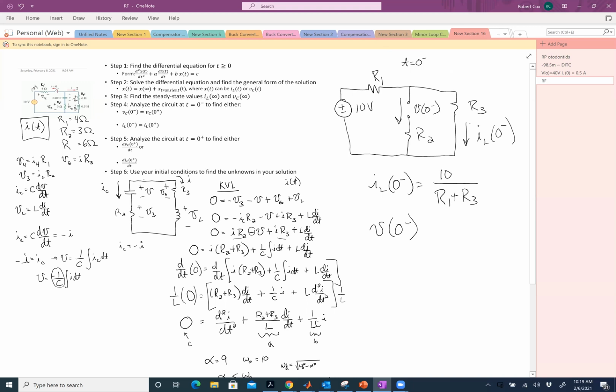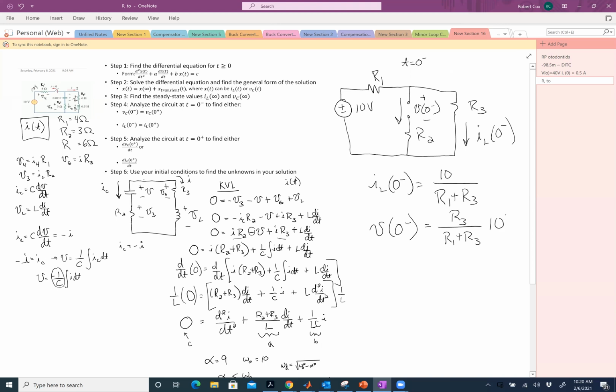Now, it may be hard for you to see that the voltage V of 0 minus, that voltage which is defined across this open, is the same as the voltage across R3. But if you do a KVL around this loop on the right side, you'll see that if there's no current flowing in R2, there's going to be no voltage drop across it. So V0 minus is going to be R3 over R1 plus R3 times my 10-volt source.